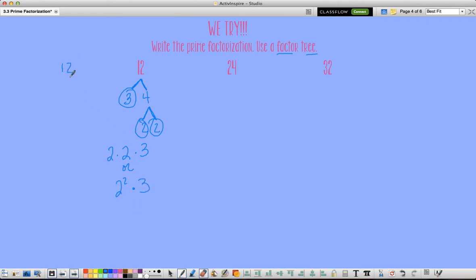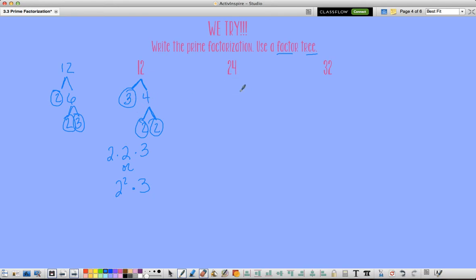Now, what if I had done 2 and 6? This still would have worked. Circled the wrong one there. Because then 6 breaks down into 2 times 3, which gives me my same numbers, just in a different method.